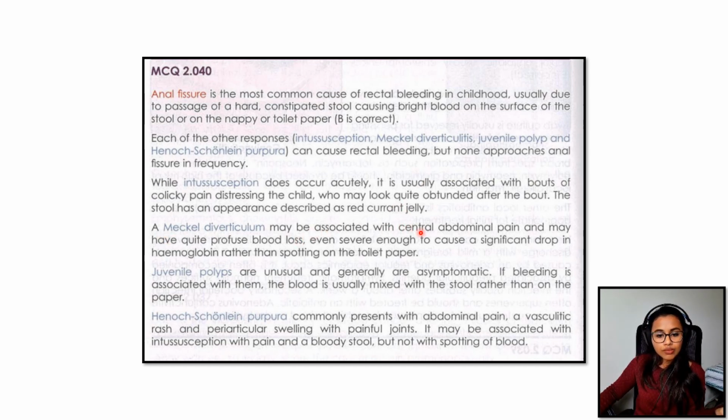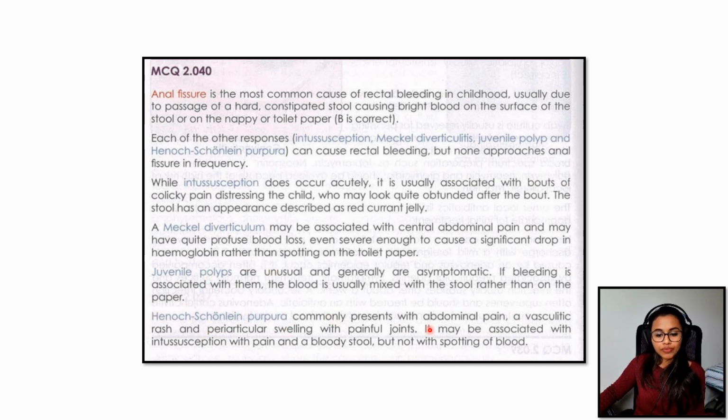With Meckel's diverticulum, again, you should have a central abdominal pain. And even if you have, it is going to be a profuse blood loss, severe enough to cause a significant drop in hemoglobin rather than spotting on a toilet paper. So ruled that one also out. Now, juvenile polyps, these are unusual and they are generally asymptomatic, but even if bleeding occurs, it's going to be mixed with your stool rather than on the paper. So we're going to rule out juvenile polyps also.